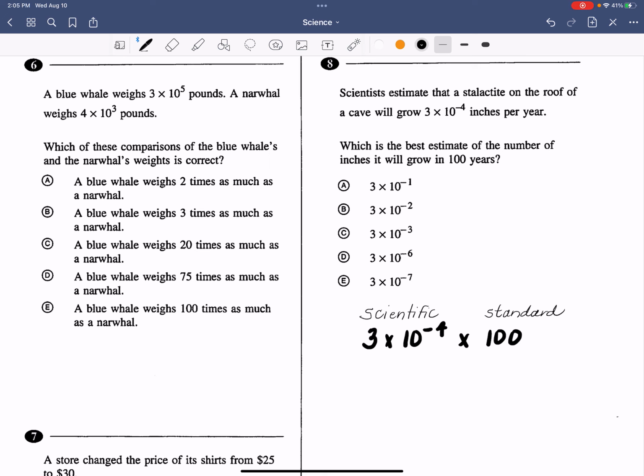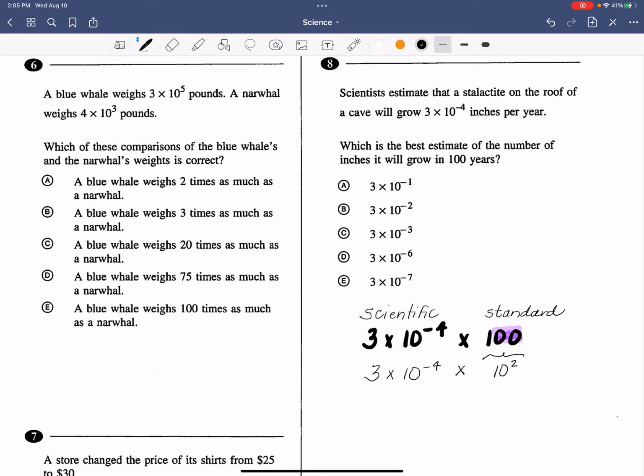Now, if you know the rules of exponents, I would convert everything to scientific, which is what they want us to do. So I would say that 100 is going to be 10 to the second power because you have two zeros. So it's a base 10 number, 10 to the second. 10 times 10 is 100. So now I have these both in scientific terms.